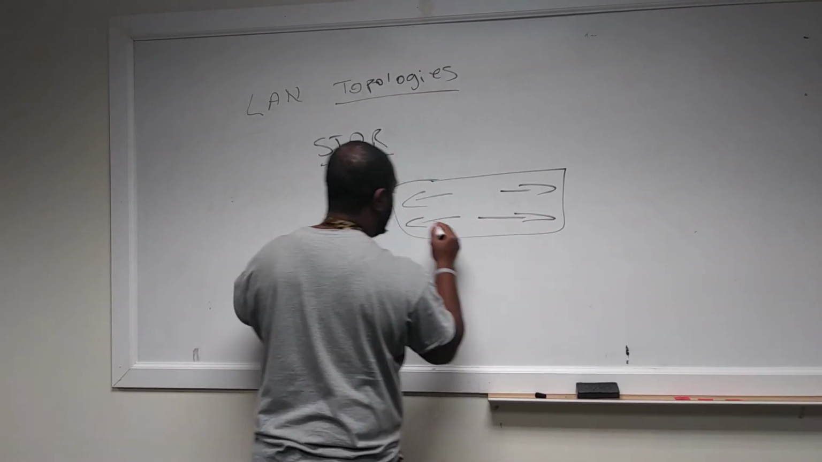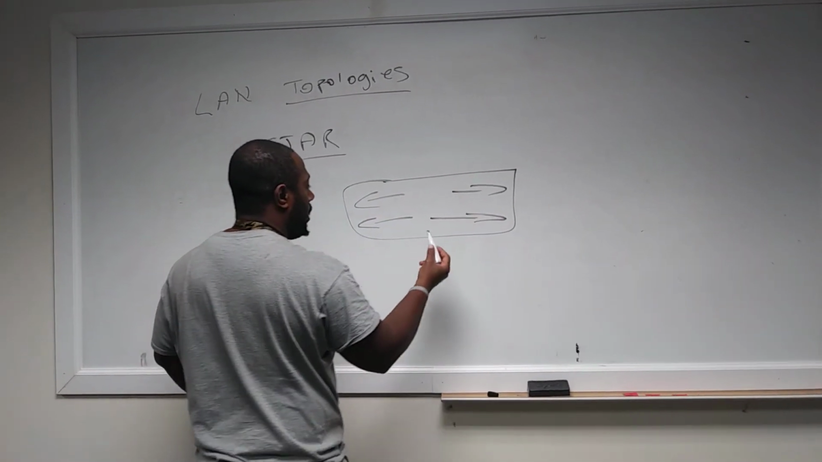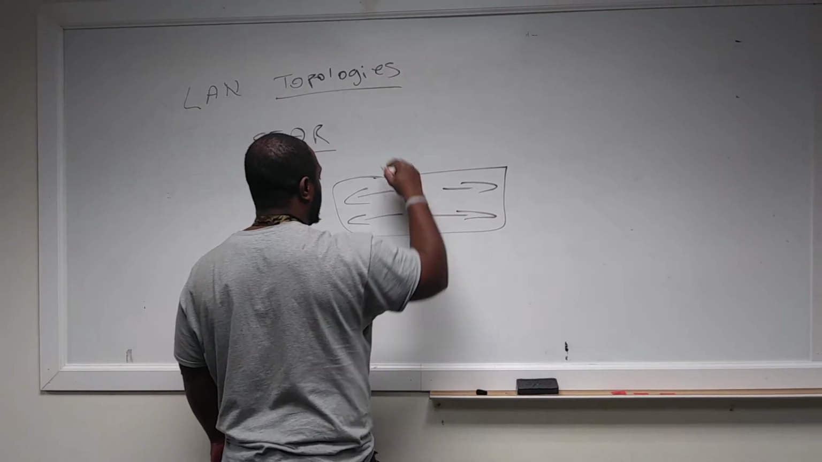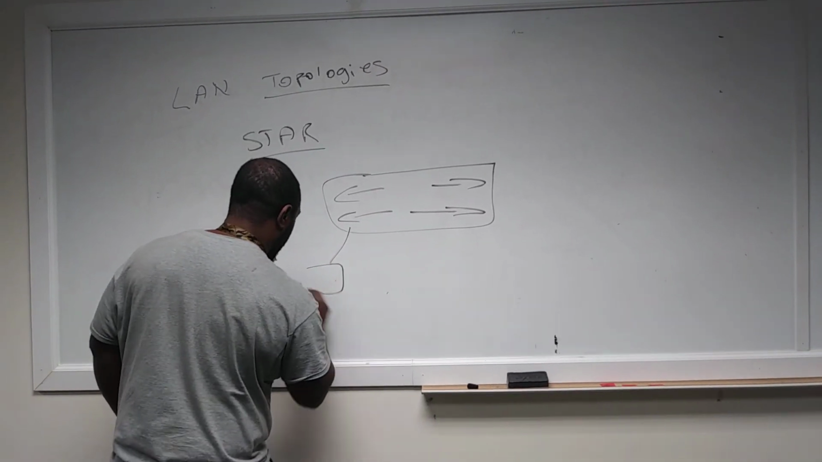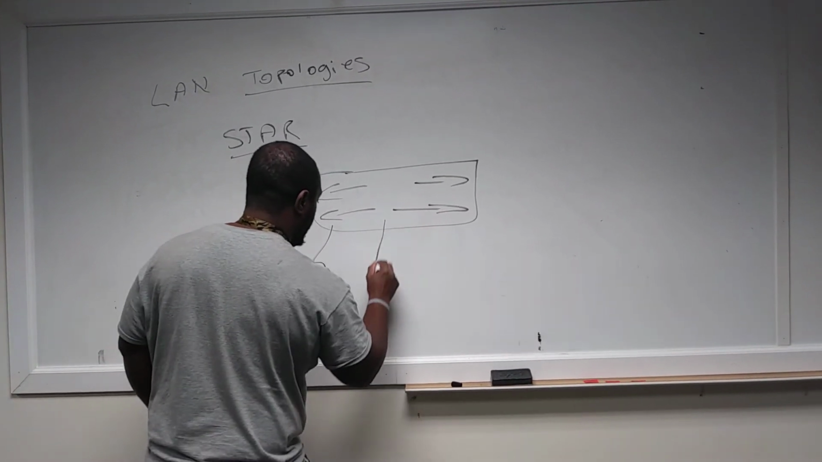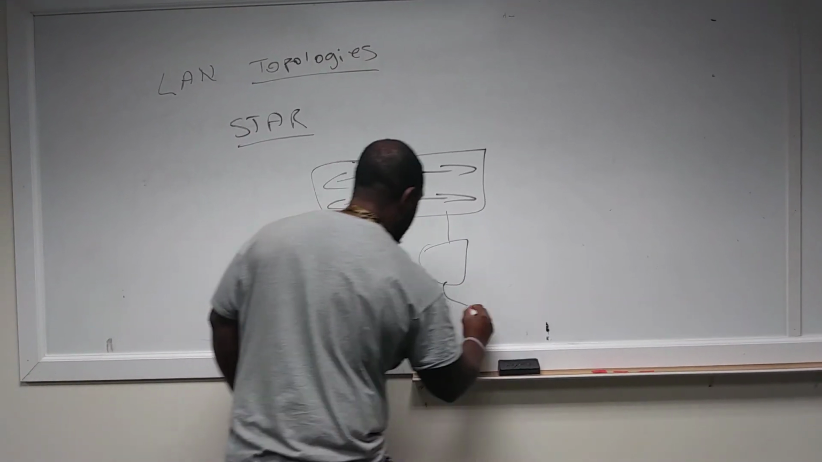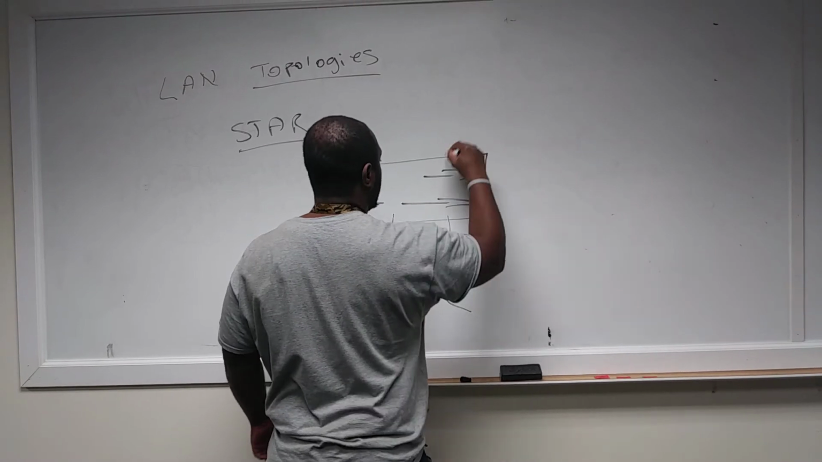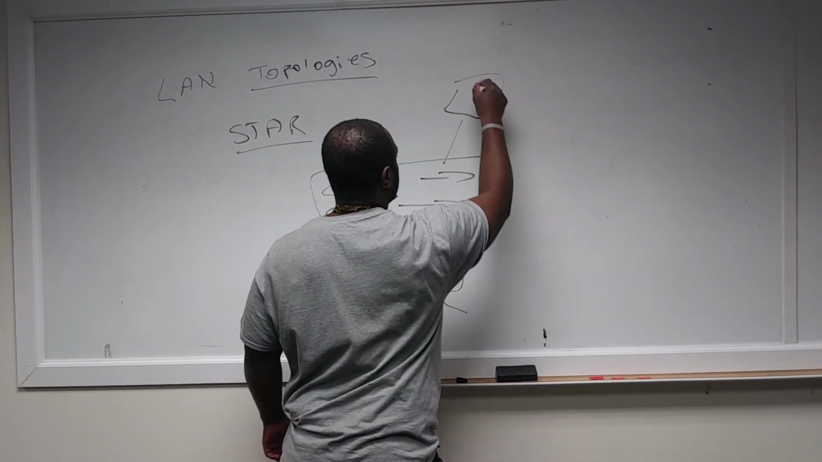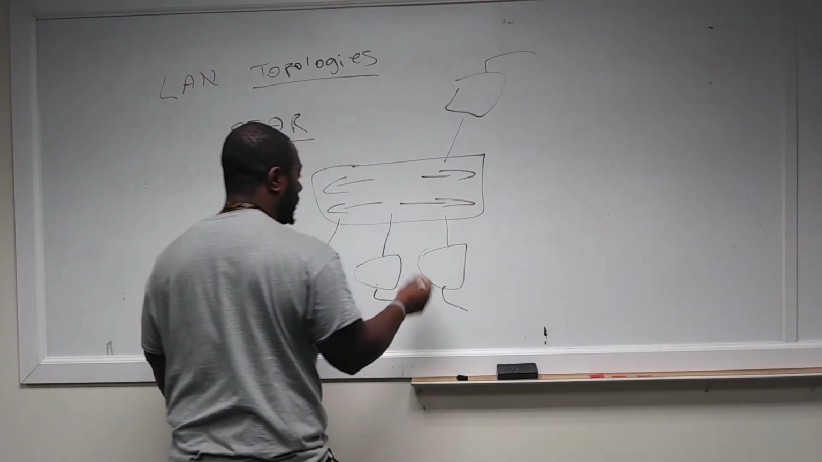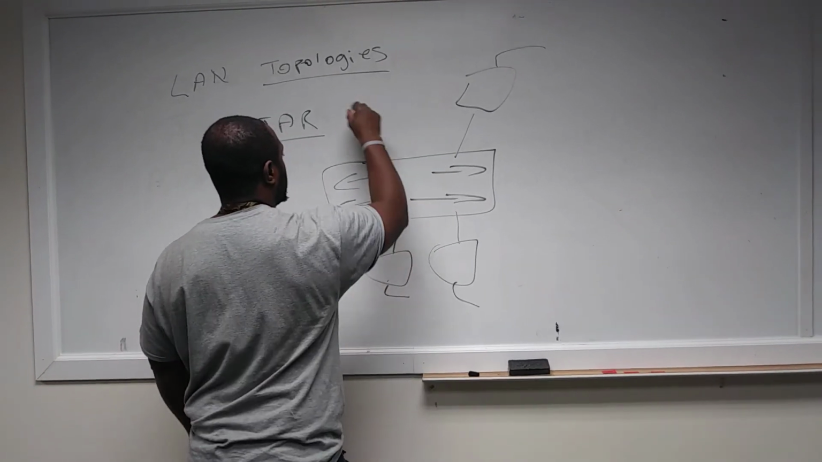This is a typical representation of a switch, and you have a bunch of computers that are connected to the switch. That is called a star topology. Correct? That is called a star topology. So that's a computer, etc. This is a star topology.